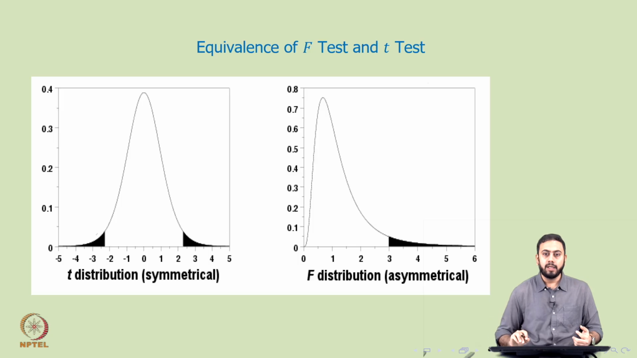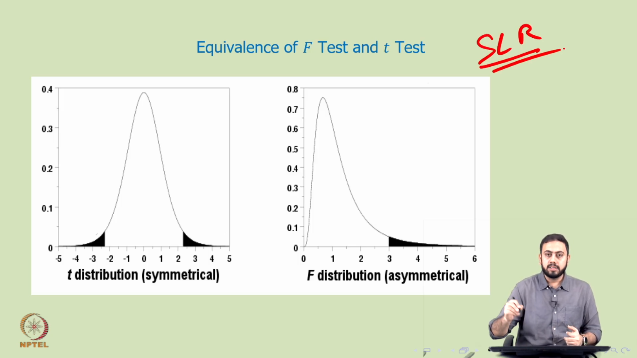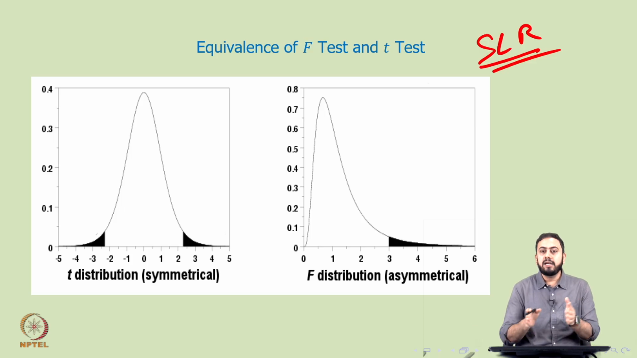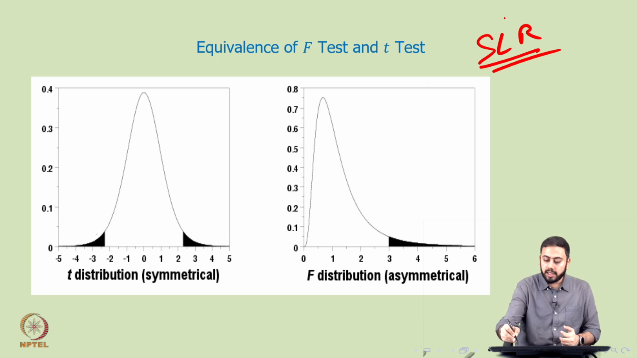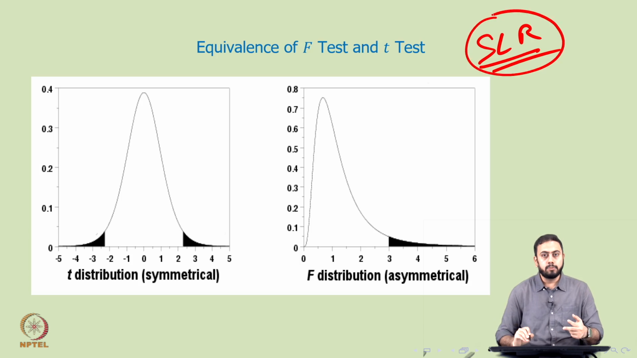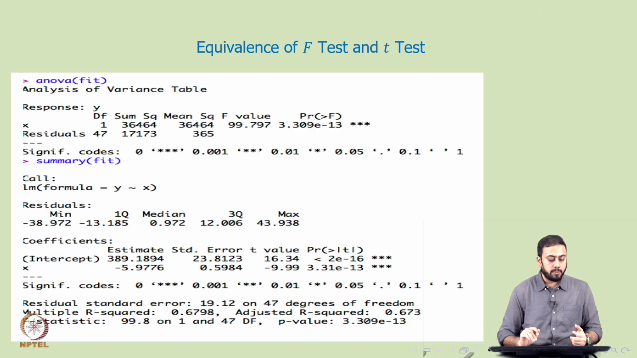Now very interestingly, under SLR only, if you focus on a simple linear regression setting, then an F test and a t test which we saw in the last session are equivalent. On one hand if you give me the p value corresponding to a single t test, and on the other hand the p value corresponding to an ANOVA or an F test for an SLR situation only, then both those p values should be exactly identical. And this is exactly what we see here.